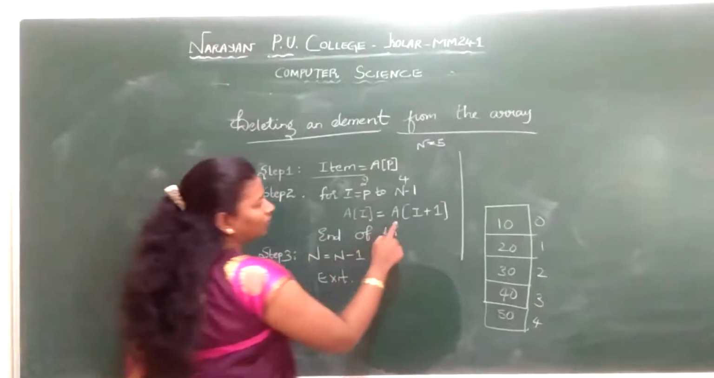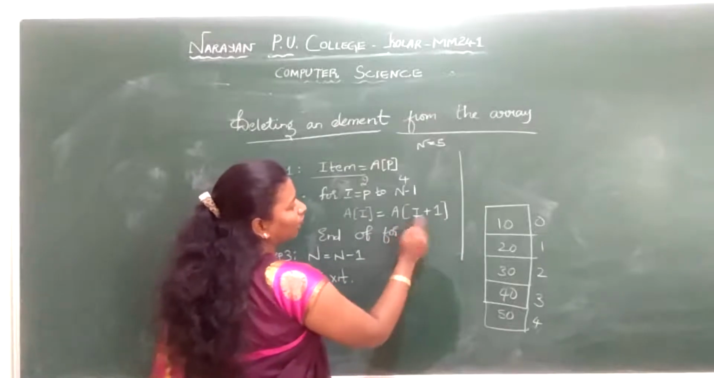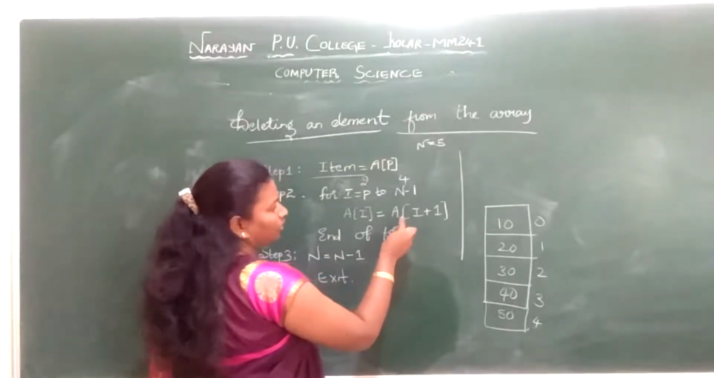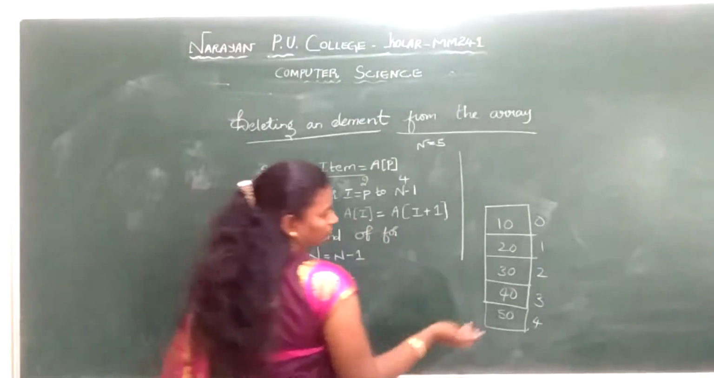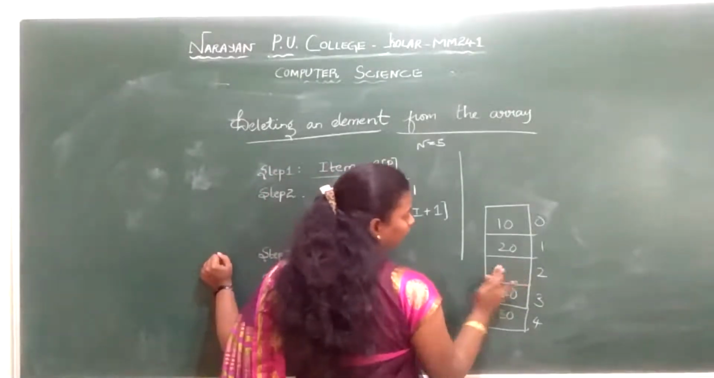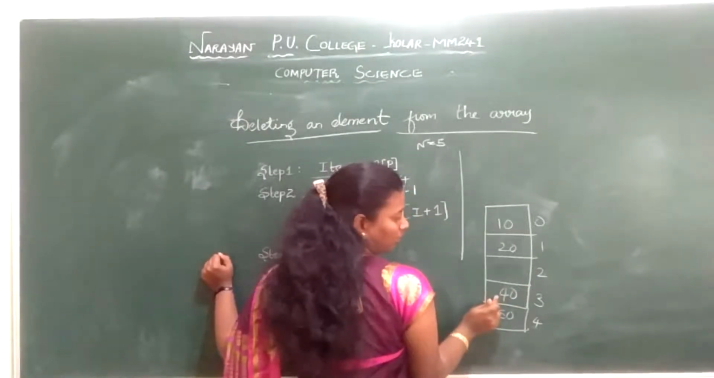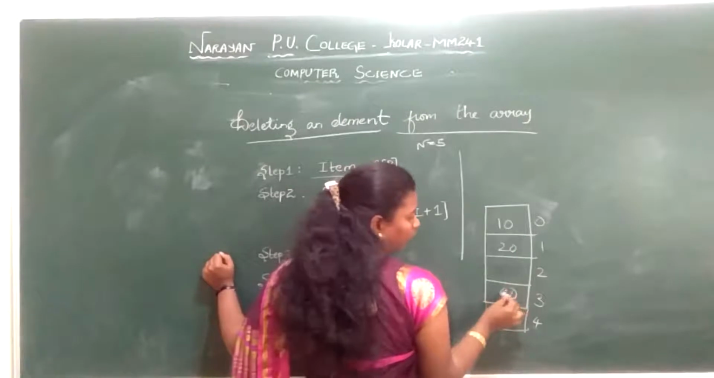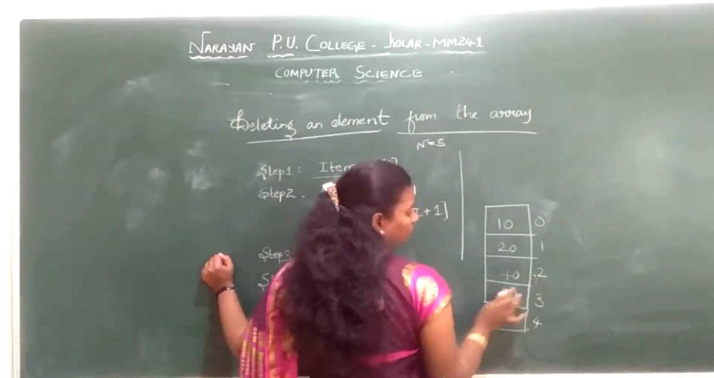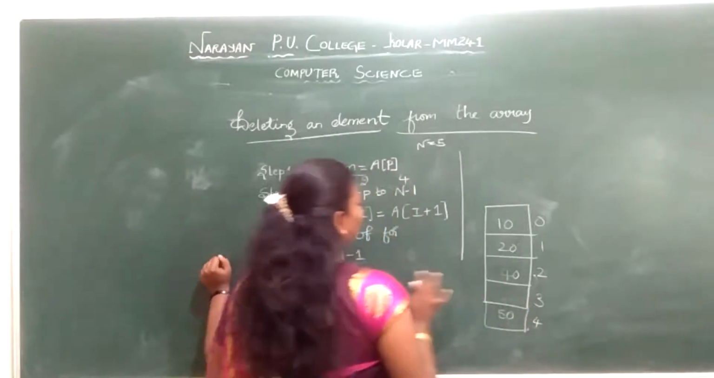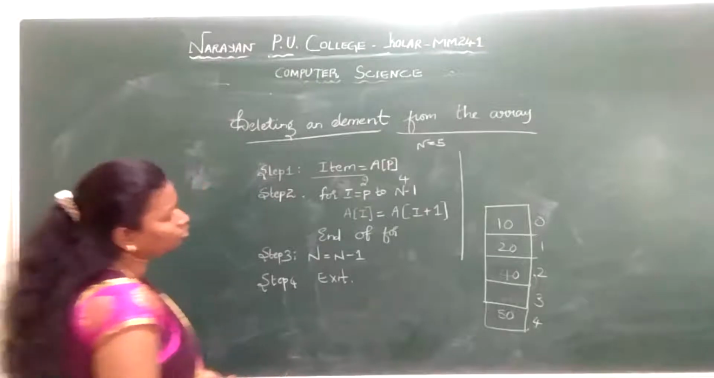Now A of I plus 1. A of 2 plus 1 is what? We have A of I plus 1 is 2 plus 1, 3. So A of 3, I will give it to A of I, that is A of 2. For example, now A of 2, I have deleted 30. A of I plus 1, 2 plus 1, 3. What element is there? 40. Now 40, I am just moving it to the position 2. Now the I value gets incremented again, from 2 to 3.